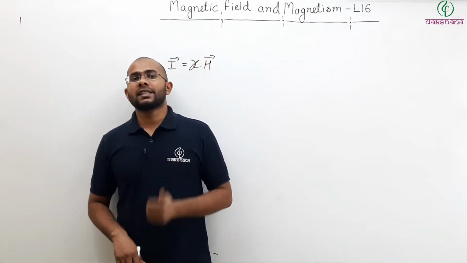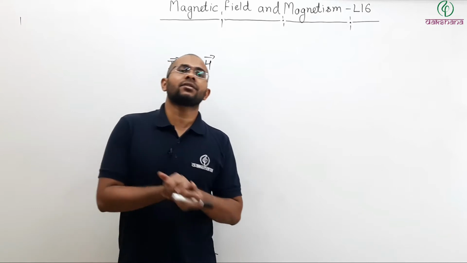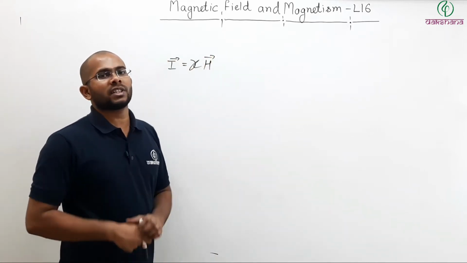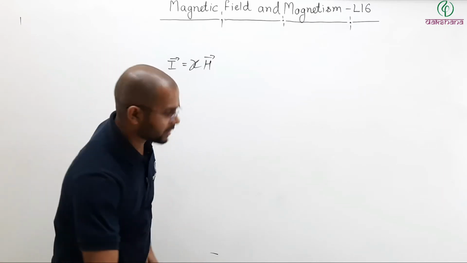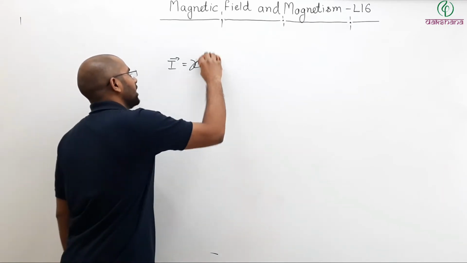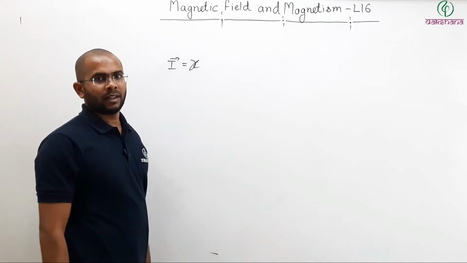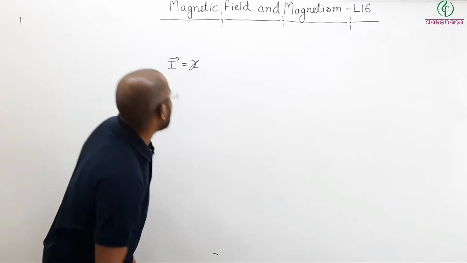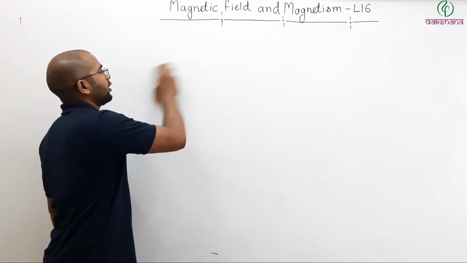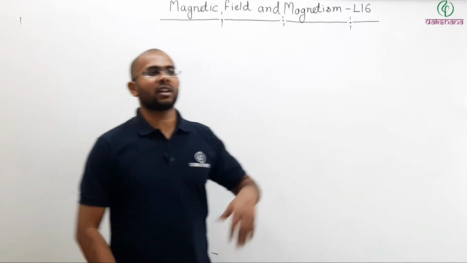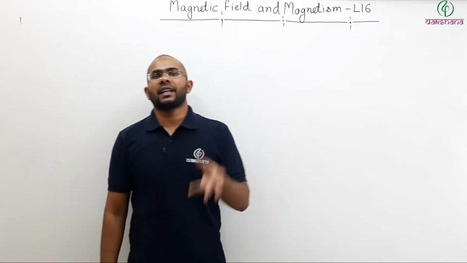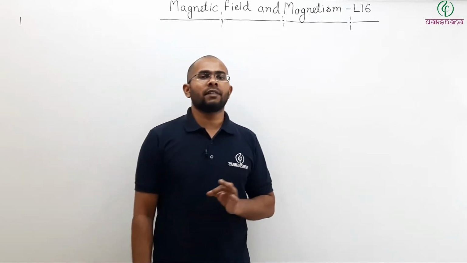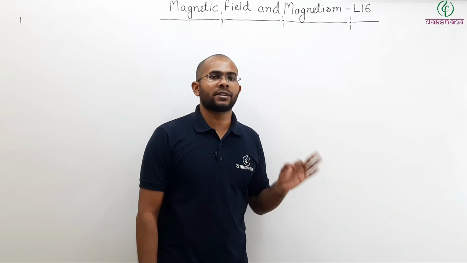Now magnetic intensity is defined for the magnetizing field. So what happens if I remove this external field? In the case of a paramagnetic material, if H becomes 0, the magnetizing field becomes 0, then I will also become 0. Meaning removing the external field will bring your material back to the original position where it will not have any magnetic dipole moment of its own.